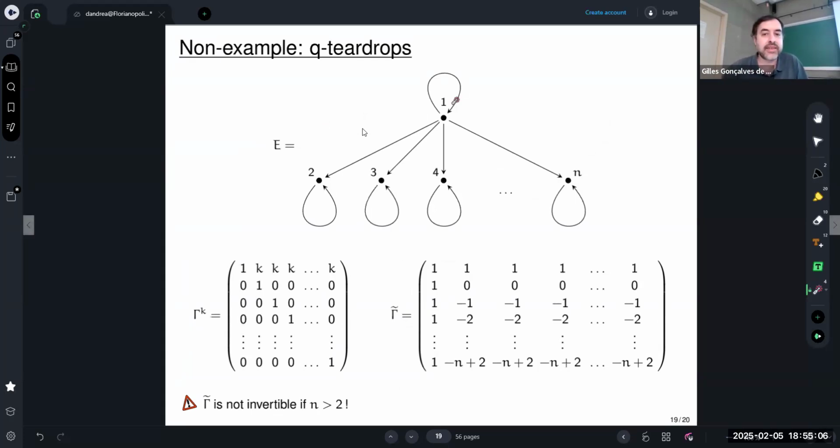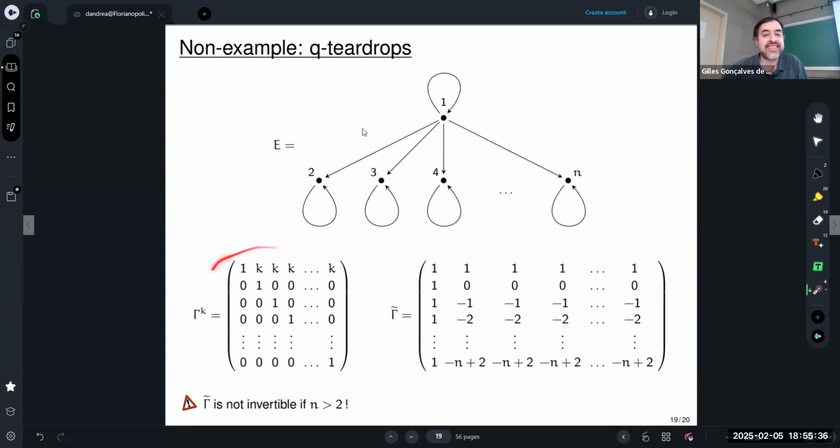A non-example is this, the graph of quantum lens spaces, and the fixed-point core, the underlying quantum space, is what we call the quantum teardrop. You have a U(1) Galois extension, which is the analog of the principal bundle from a lens space to a teardrop.